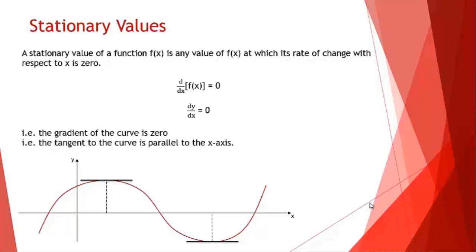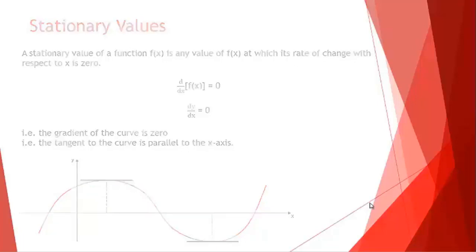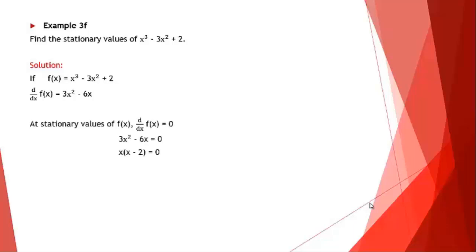Therefore, stationary values of f of x are the values of the y coordinates of points on the curve y equals f of x at which the tangent is parallel to the x-axis. Consider this example: find the stationary values of x cubed take away 3x squared plus 2. If f of x is x cubed take away 3x squared plus 2, then the differentiation of f of x with respect to x is 3x squared take away 6x. At the stationary values, this derivative equals 0. So if we equate 3x squared take away 6x to 0, then by taking the x out and factorizing, we get x times bracket x take away 2 equals 0.